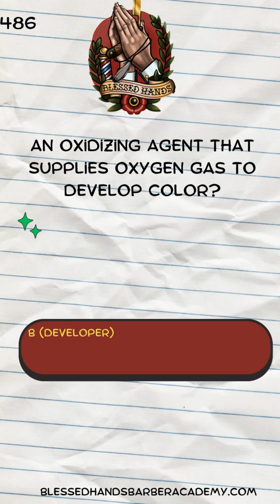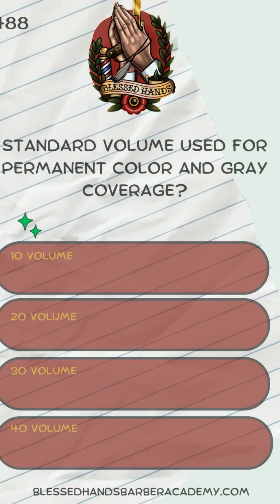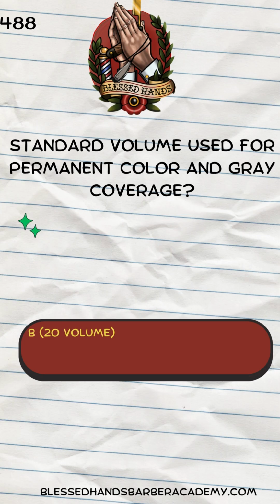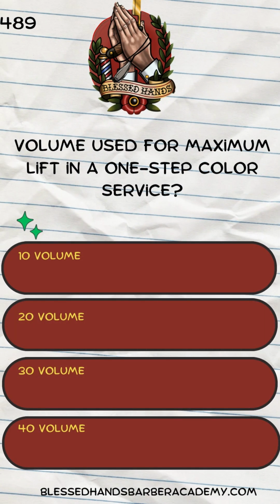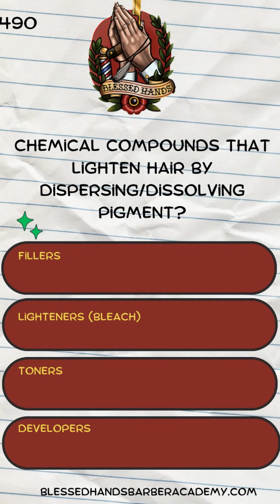B. Developer. The volume of a developer measures its weight, concentration/strength, smell, color. B. Concentration/strength. Standard volume used for permanent color and gray coverage. 10 volume, 20 volume, 30 volume, 40 volume. B. 20 volume. Volume used for maximum lift in a one-step color service. 10 volume, 20 volume, 30 volume, 40 volume. D. 40 volume. Chemical compounds that lighten hair by dispersing/dissolving pigment.